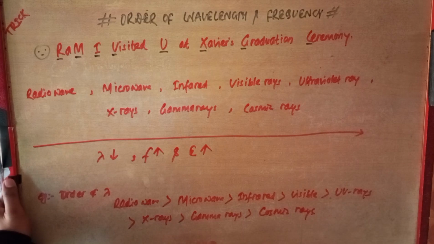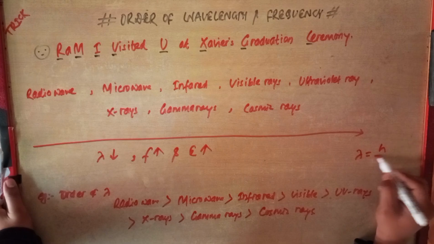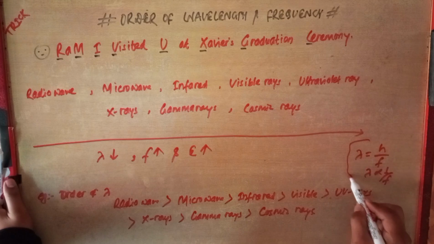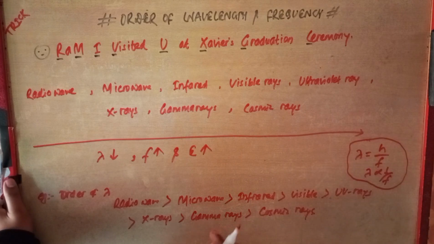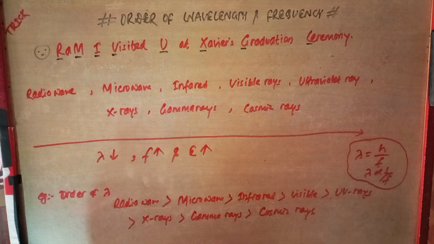And just opposite to this, there is the order of frequency, because we know lambda is equal to h by f, that is lambda is inversely proportional to frequency. So the opposite of wavelength order is the order of frequency, that is the smallest frequency is of radio wave. The order of frequency is alike to the order of energy, because energy is directly proportional to frequency.